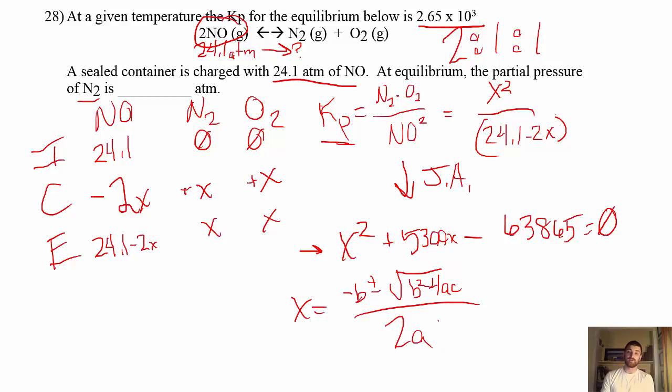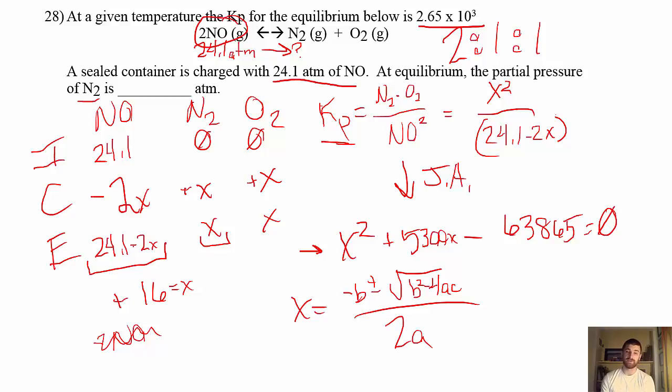Now, which one are you going to use? You're going to use the one that makes sense. You're probably going to get a positive and a negative value for x, so you take the positive one. If you got two positive ones, then look at your initial and equilibrium for NO. If you had a positive 16 as x, you would end up with a negative concentration for NO, and you can't have that. So you use whichever one makes sense.